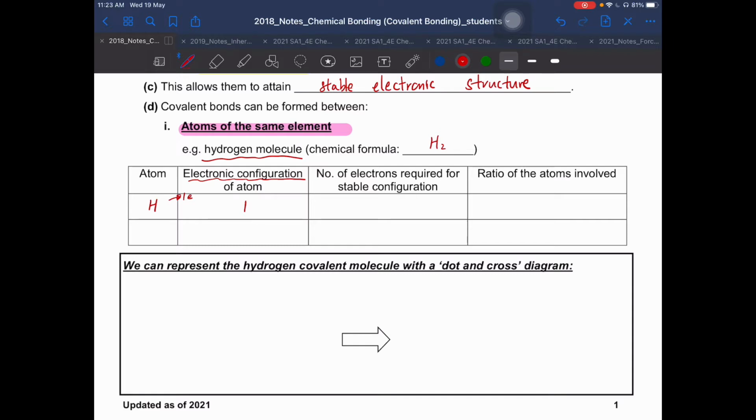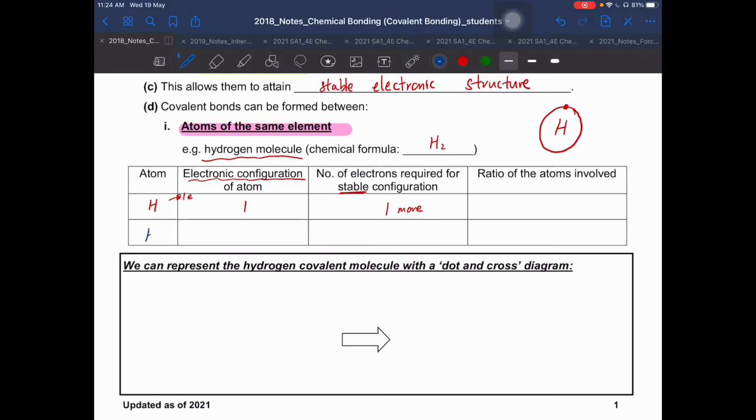So how to become stable? To become stable means that you must have a fully filled valence electron shell. Since this is the first shell, because there's only one electron in the first shell, that means your hydrogen looks like this. So this first shell of this hydrogen, how to make it more stable? It needs one more, so that it can have a complete 2 electrons within the shell. But the formula is H2, which means that there is another hydrogen atom. So let's say that there's another hydrogen atom.